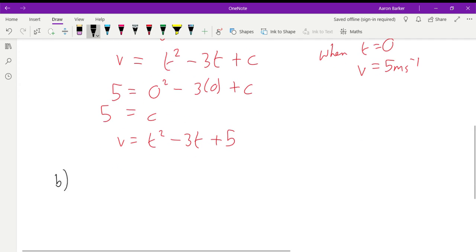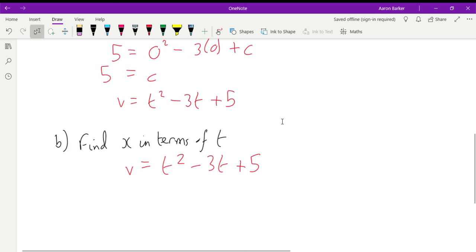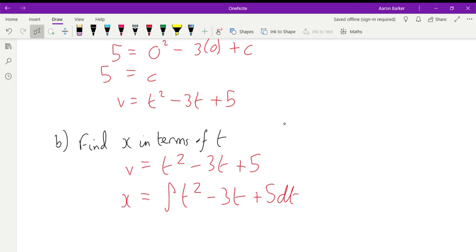Then part B, find the displacement in terms of t. And this question just writes displacement as x instead of s, but the questions seem to write it either way around. So I already know velocity is t squared minus 3t plus 5, and if I want to find my displacement x or s, I'm going to integrate t squared minus 3t plus 5 with respect to t.